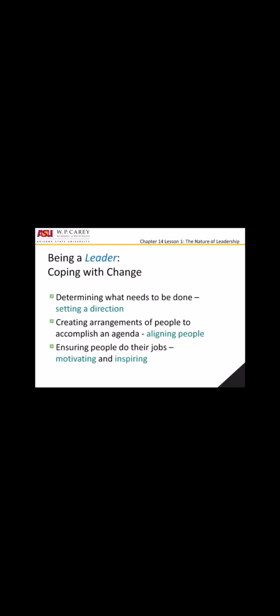So when we talk about managers coping with complexity, we see some actions about determining what needs to be done, dealing with people, ensuring people do their jobs. And when we compare it to leaders, we see that's a little bit different. Sometimes it's going to be hard to distinguish somebody as being a manager or a leader. But we make this division so that we can analyze the behaviors a little bit more clearly at times, so we can have a better understanding about setting a direction, aligning people, motivating and inspiring people.